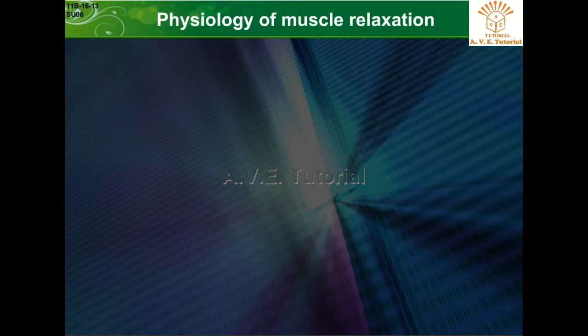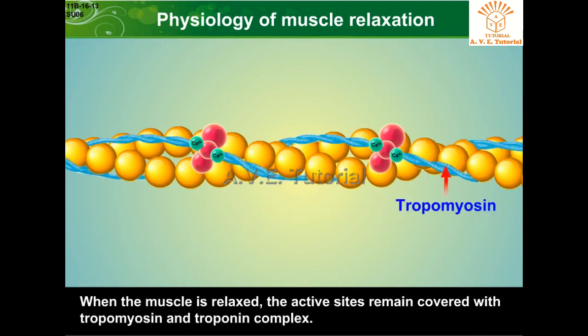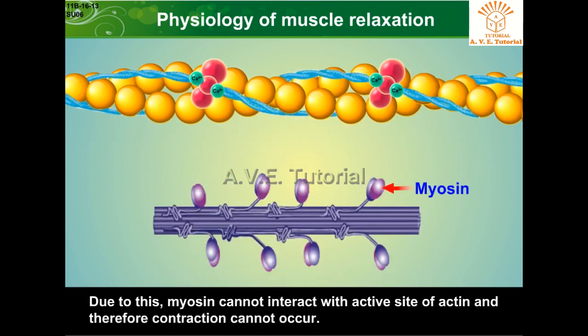Physiology of muscle relaxation. When the muscle is relaxed, the active sites remain covered with the tropomyosin and troponin complex. Due to this, myosin cannot interact with the active site of actin and therefore contraction cannot occur.